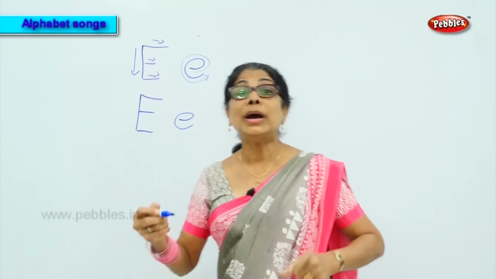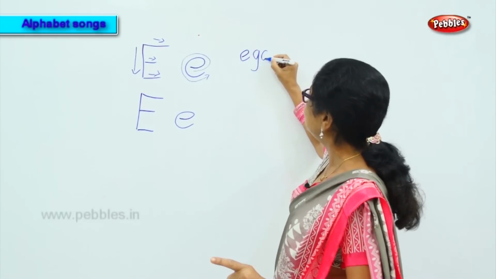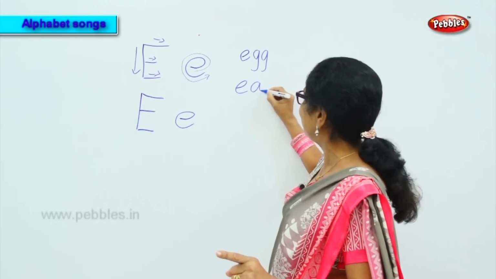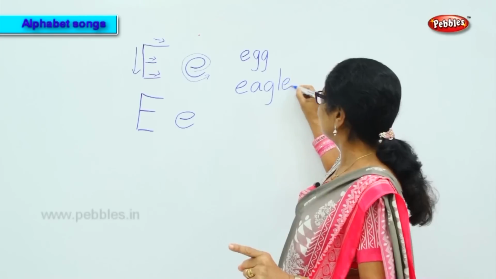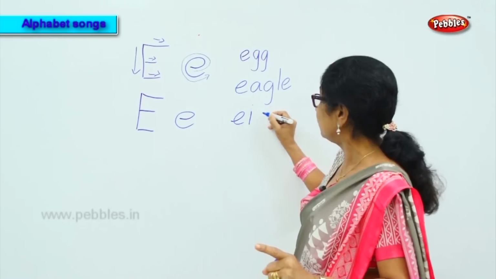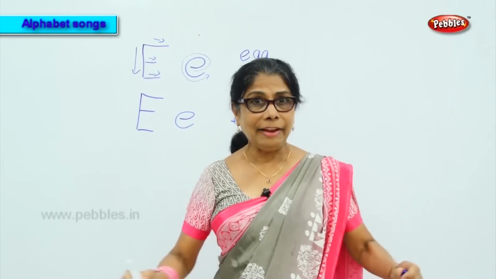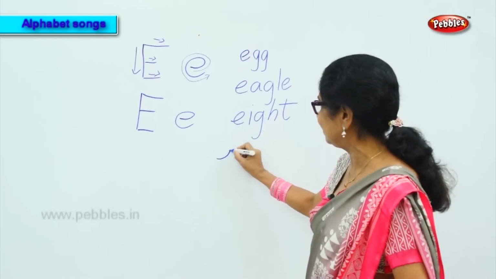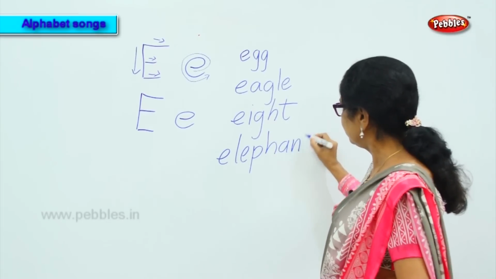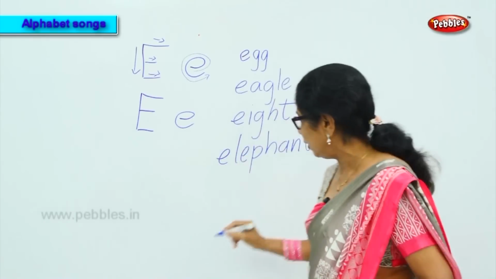Now you have words like, give me some, egg, eagle, egg, eight, very good, then elephant, elephant, engine. Engine. Very good.